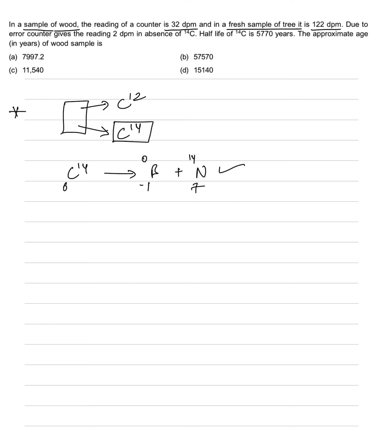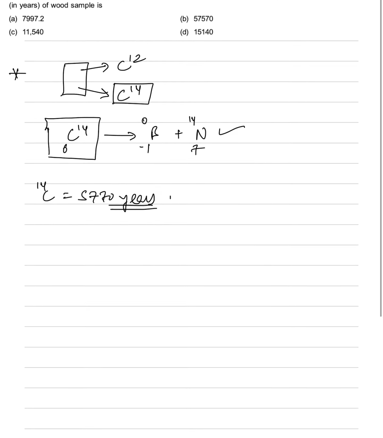Now with time what will happen? The amount of C14 will keep on decreasing in the dead sample of the tree or the wood. So using this concept we can easily find the age of a tree. Now the half-life of C14 is given to us, which is equal to 5770 years. And this carbon dating also follows first order kinetics. So we can apply the first order rate equation to find the age of the tree.